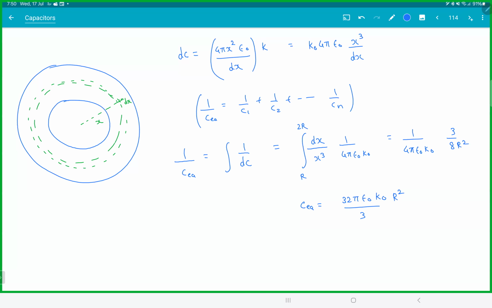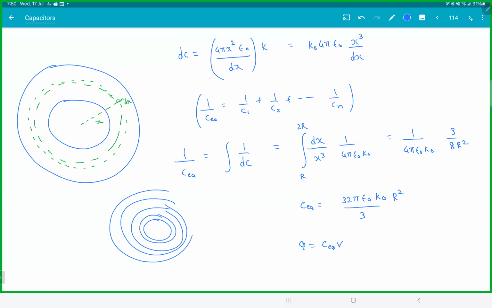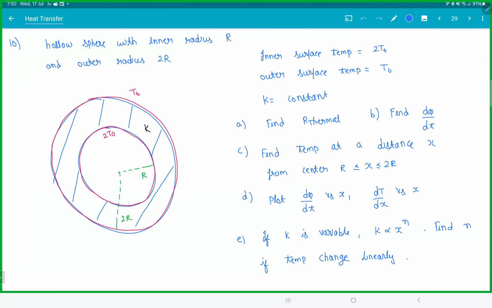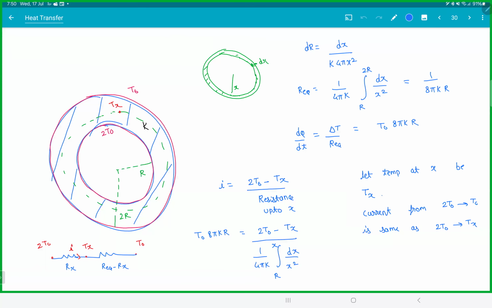Clear with this? The charge on the capacitor would be Q is equal to C equivalent into V. That's the charge on the capacitor. Basically, what we did here is we treated this thing like onion shells. Each shell is a capacitor, and we added all those capacitances in series. We have assumed infinite conducting plates with thickness of dx between each of them. Please have a look at this. In heat transfer, you didn't have this problem, luckily, because all were in series. You could directly do integral dr.